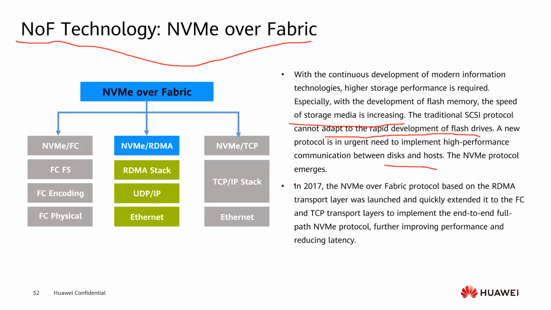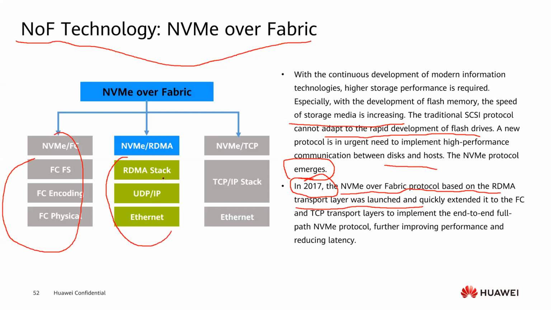The NVMe emerged. The NVMe over Fabric protocol based on RDMA transport layer was launched in 2017. We have three types: NVMe over FC, NVMe over RDMA, and NVMe over TCP. In the Huawei solution, we use this manner.